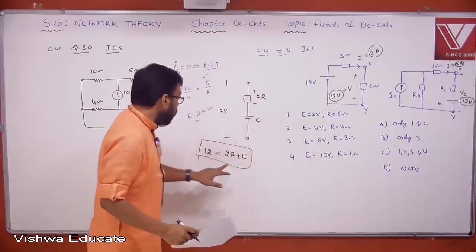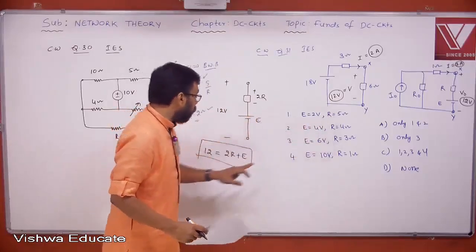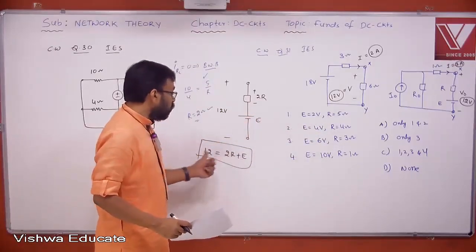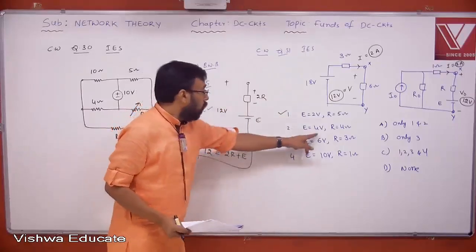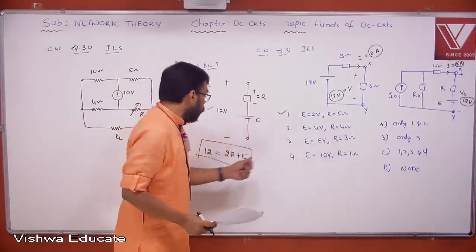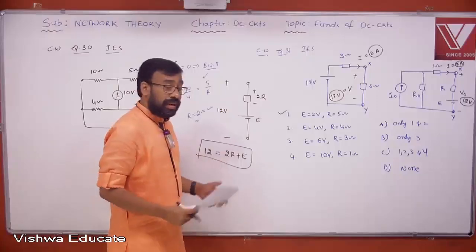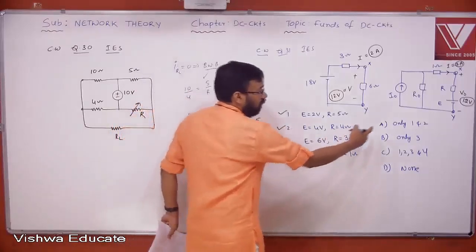You substitute E is equal to 2 and R is equal to 5. 5 into 2 plus 2, 12. It is satisfying. Yes or no? 4 plus 4 into 2, that is 12. It is also satisfying. See the first option, only 1 and 2.